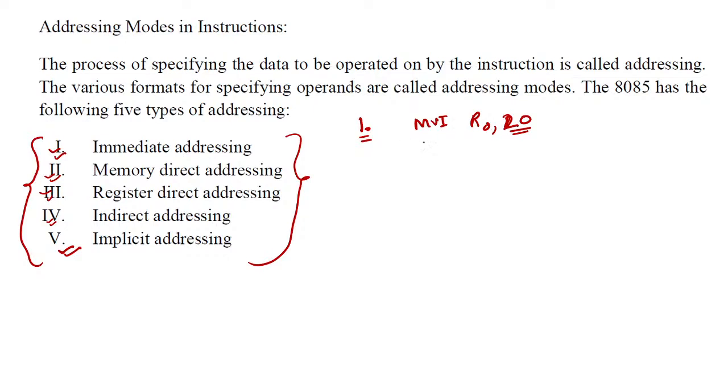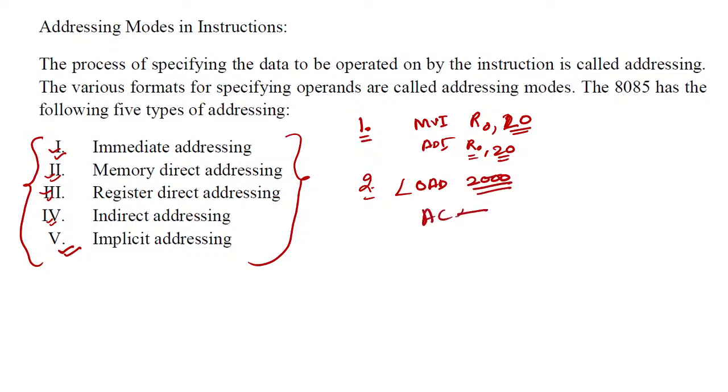So the instruction will be like this: ADI R0 and 20. This means you want to add the value of register R0 and 20. This is the immediate value given. Memory direct addressing mode, you know that a direct memory address will be given. Let us say we have the instruction like this: load 2000. That means you want to load something from the memory location 2000 into the accumulator.